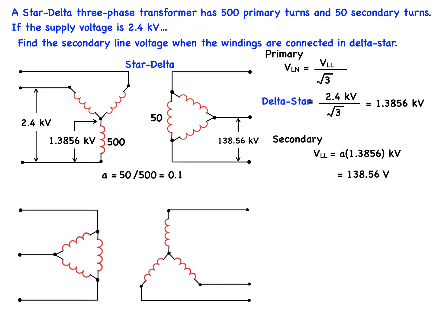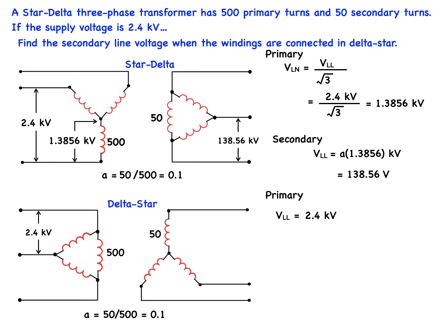For a delta star connection with the same coil's turns ratio of 500 to 50, and the primary line voltage still at 2.4 kV, because the primary line-to-line voltage is across the primary coils, the secondary line-to-neutral voltage will be the voltage across the secondary coils because of the fact that we have a delta star connection, which will be the primary line voltage times the turns ratio A, or 240 volts.